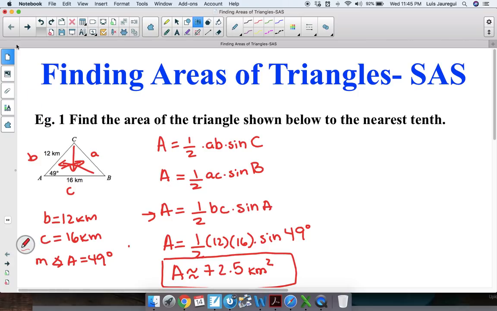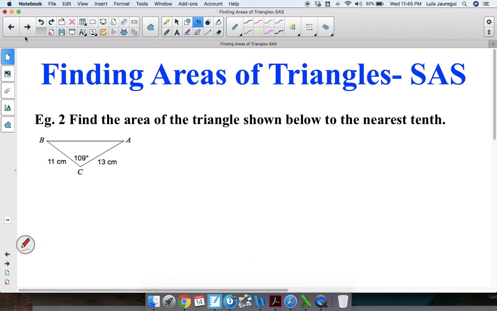Now let's see one more example here. Example 2. Find the area of the triangle shown below to the nearest tenth. Again, notice that you're given a side, a second side, and the angle included between them. So let's go ahead and start by labeling the sides. The one across from angle A is side lowercase a, the side across from angle B is side lowercase b, and then the side across from angle C is side lowercase c.